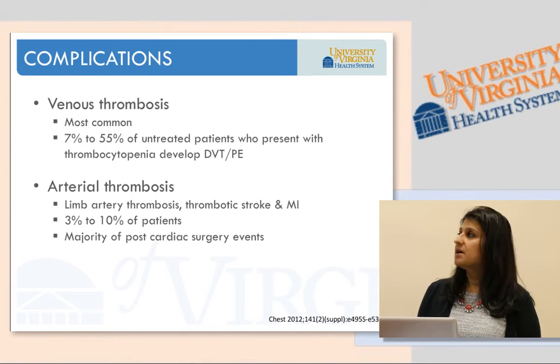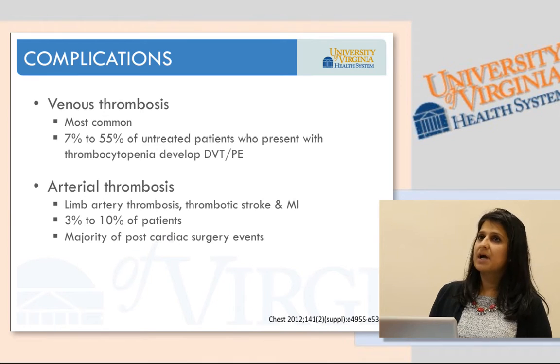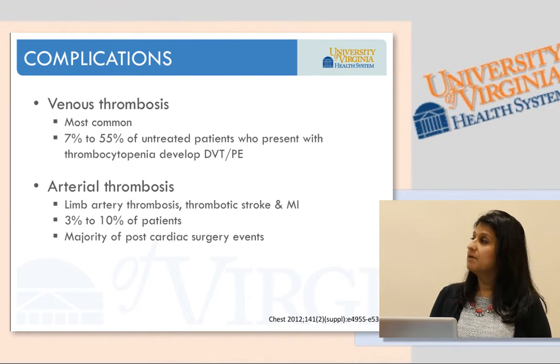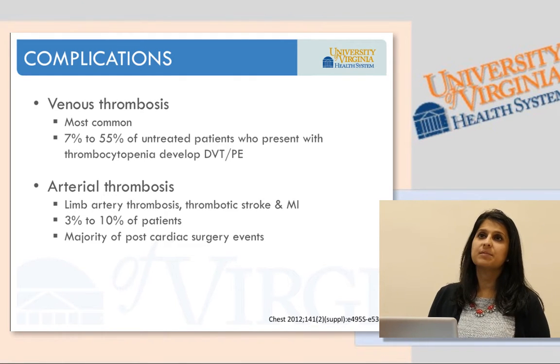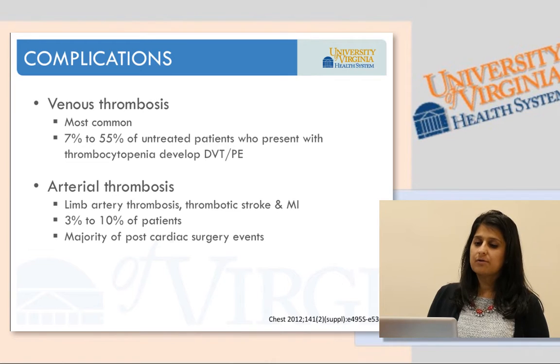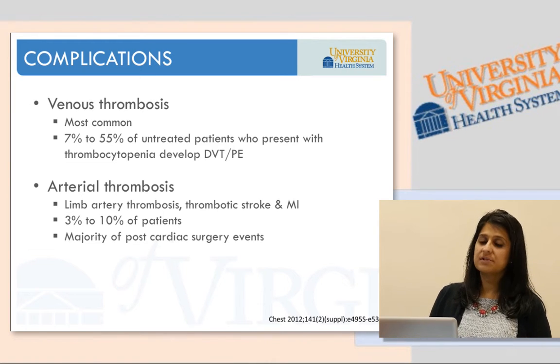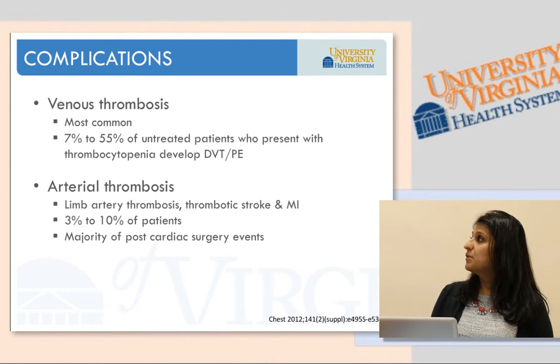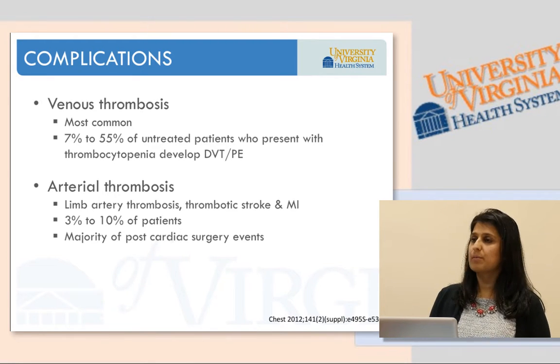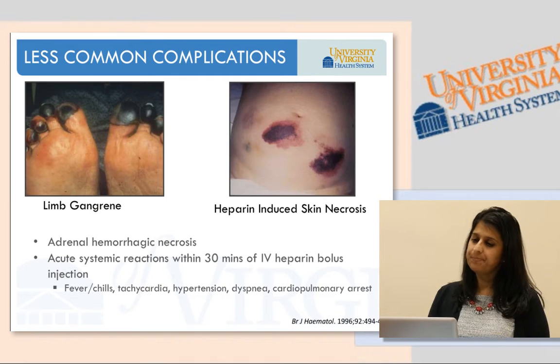Some of the complications of heparin-induced thrombocytopenia, the most common is venous thrombosis, as I mentioned earlier. 7 to 55% of untreated patients who present with thrombocytopenia develop DVT or PE. We also see arterial thrombosis, which happens in about 3 to 10% of the patients, and the majority of the cardiac bypass patients see arterial thrombosis instead of venous thrombosis.